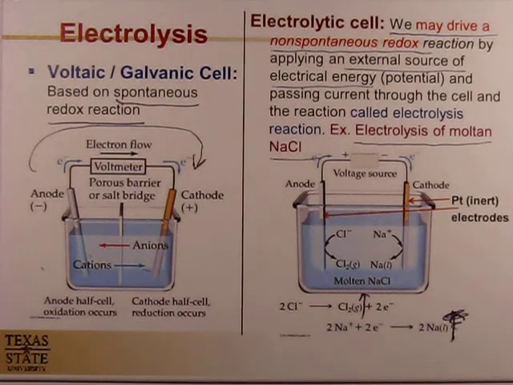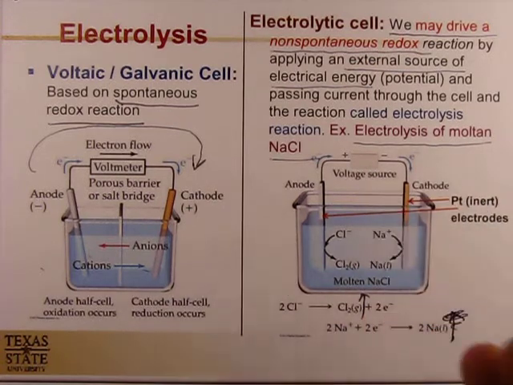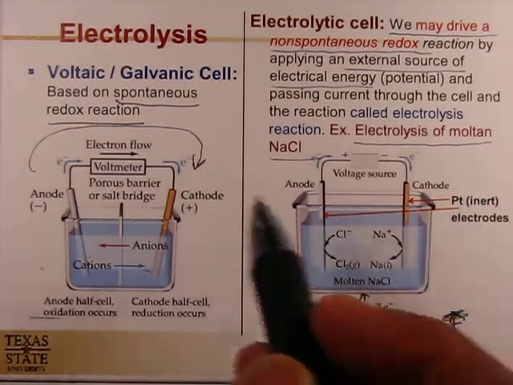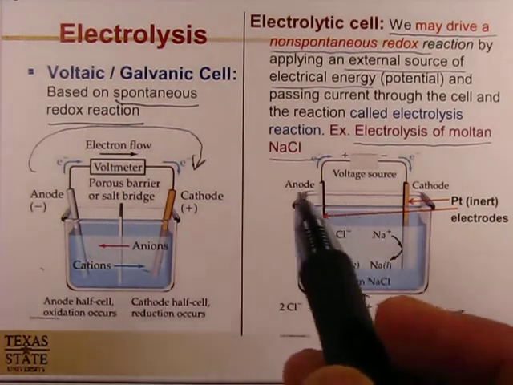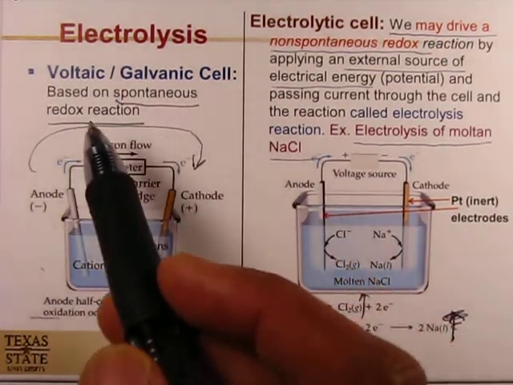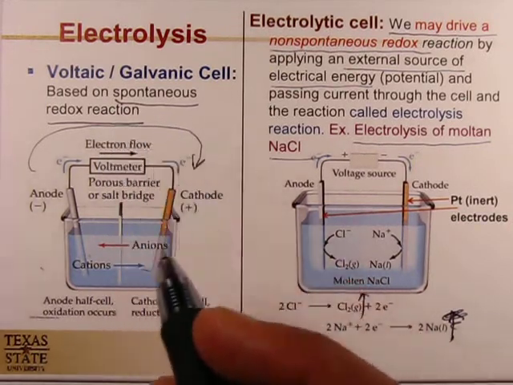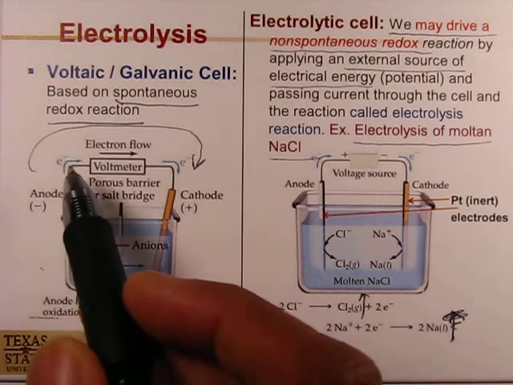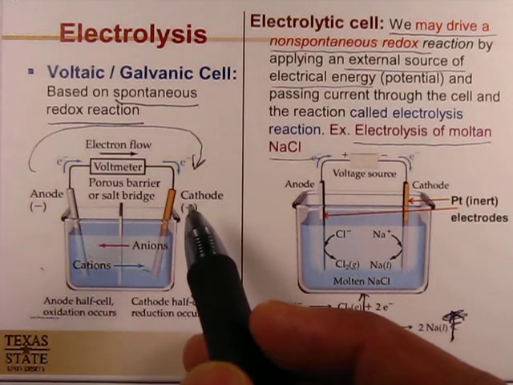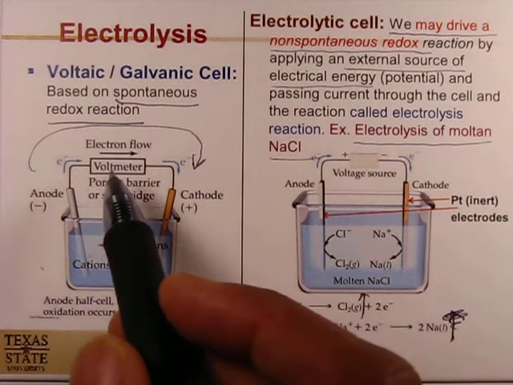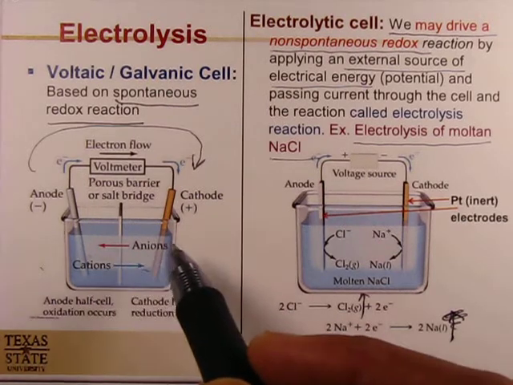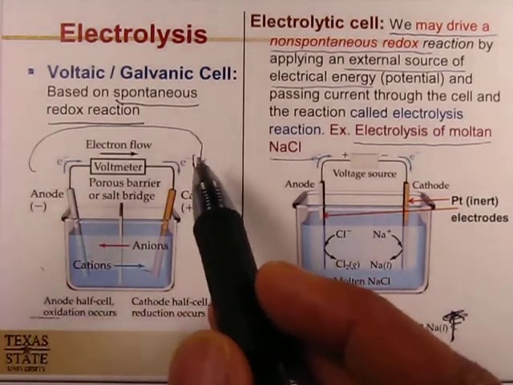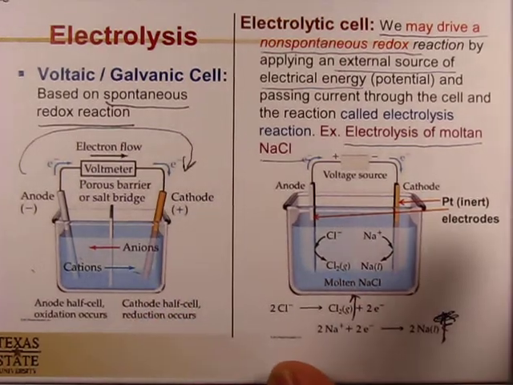Hello, so in this video we will study one more example of electrolysis, which is electrolysis of molten sodium chloride salt. To compare this setup with a galvanic cell, here is the comparison. You can see that in a voltaic or galvanic cell, which is based on a spontaneous redox reaction, usually the anode is negative and electrons flow from anode to cathode, and the cathode has a positive sign, and you can measure the voltmeter.